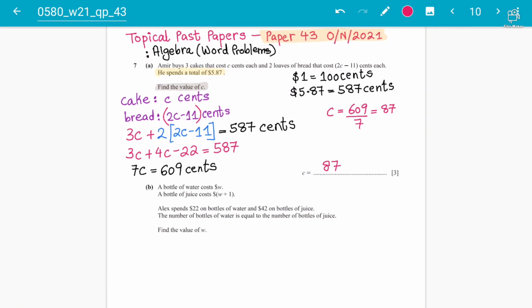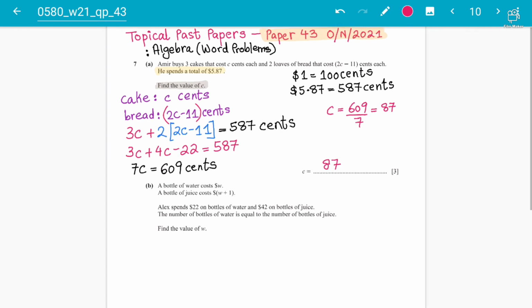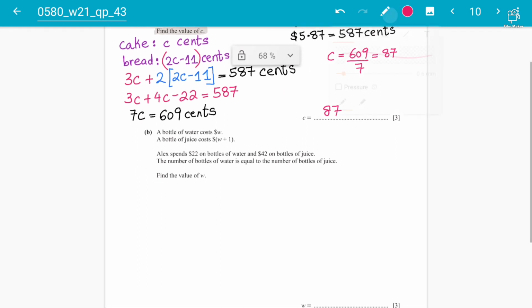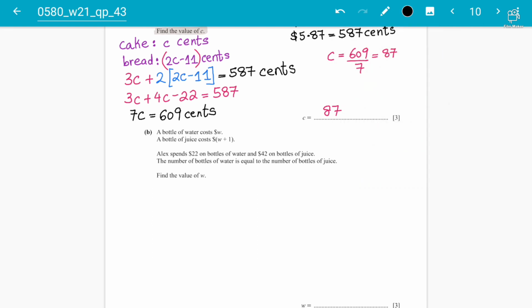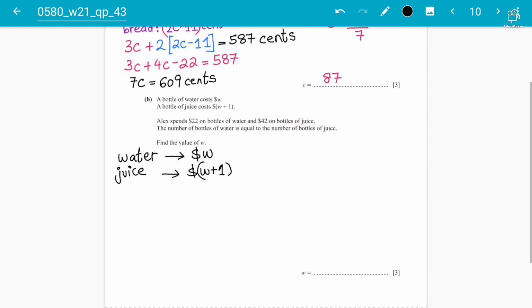That was not difficult, but make sure a lot of different types of questions can be tested like this in recent papers as well. Moving forward, we say that there's a bottle of water. So you should write down this information. As soon as you read the question, write down that 1 bottle of water will cost W dollars, and 1 bottle of juice will cost W plus $1. So W plus $1 will be the cost of the bottle of juice.